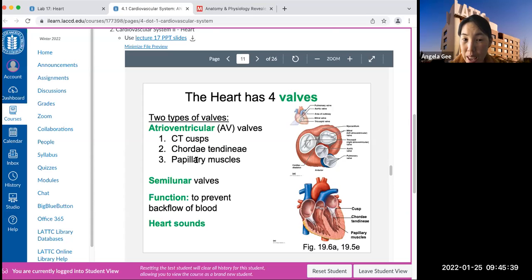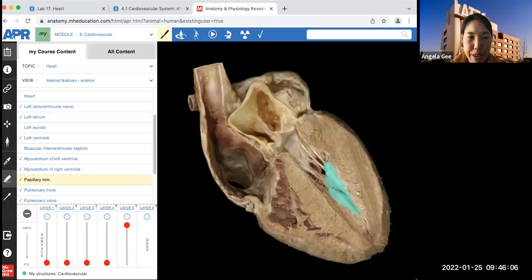Again, your papillary muscles have to contract. When they contract, they shorten and then pull on the chordae tendineae. When the chordae tendineae get pulled on, they're pulled down and they pull on the cusps. These connective tissue cusps, when they get pulled on, all come together and collapse and shut. And therefore, your valve is closed. So that's the mechanism. Then just to look at it on APR, I've got highlighted here the papillary muscles.